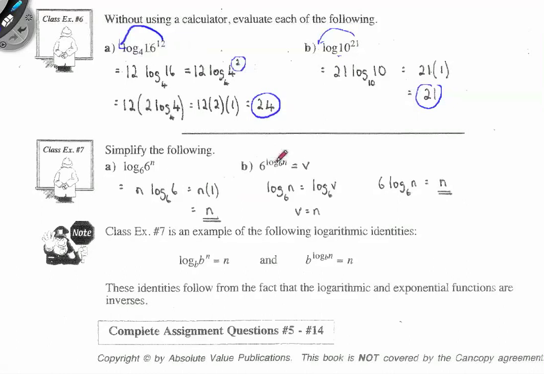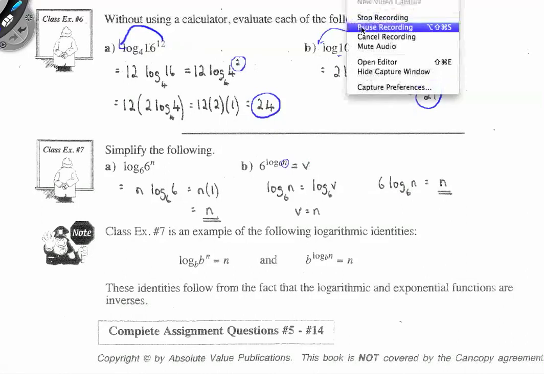We really should evaluate what's going on here with log n to the base 6. Log n to the base 6. We don't really have a value for that, except we know in this case from previous examples that this is equal to n. So n is actually equal to our value v.